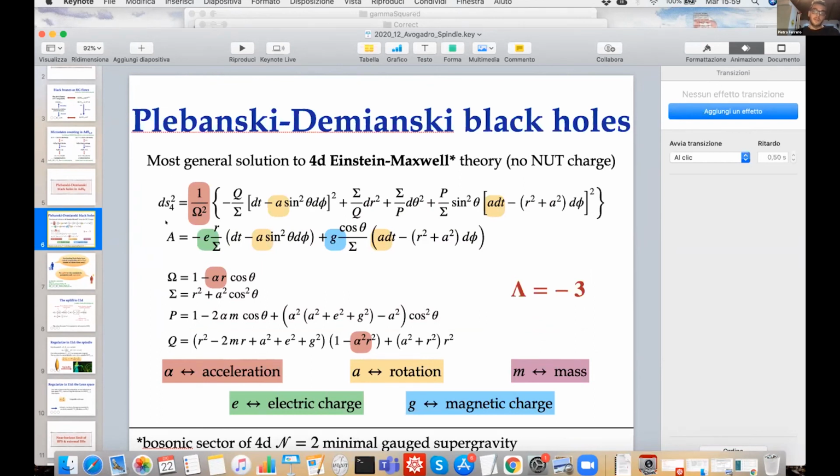And the way that people treated this in the literature was typically to implement some external force, either inserting some string or some external magnetic field. Here, we didn't consider that approach. So we don't really have the interpretation of a force pushing the black hole. Rather, we consider a different way to regularize the solution.